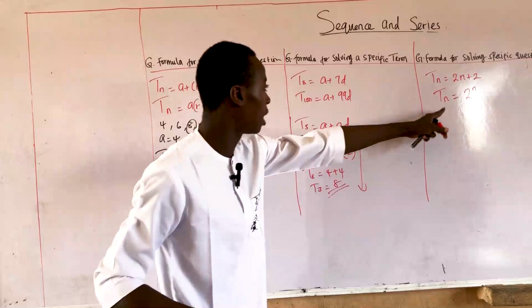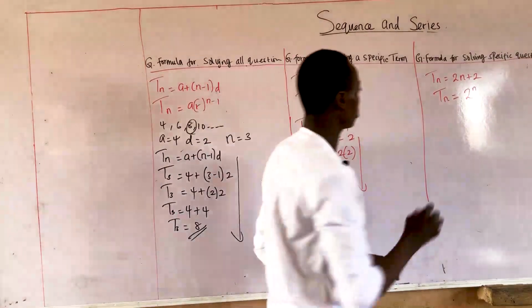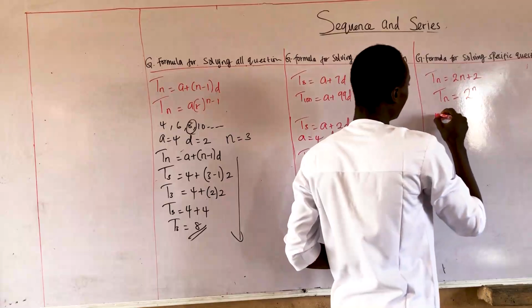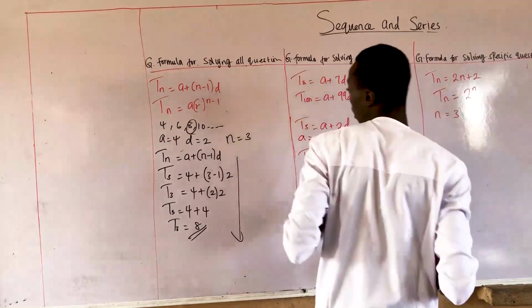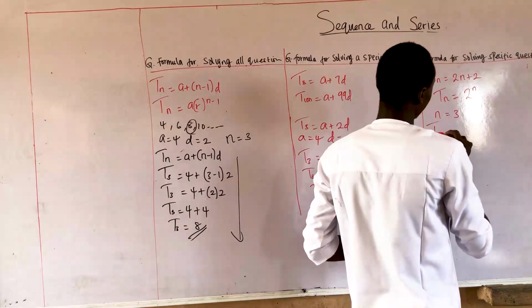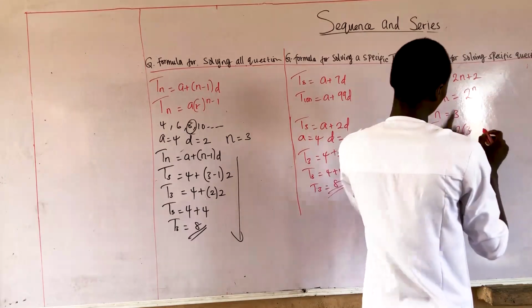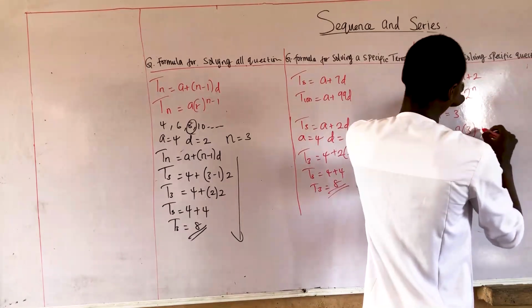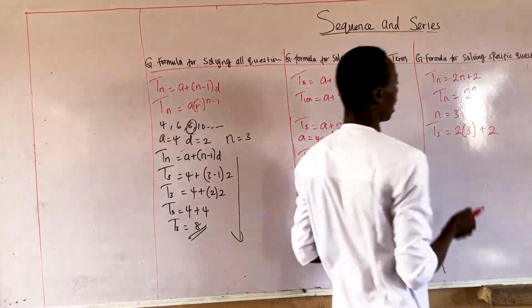Now let us use this one to solve it, and let's see if this one is faster than this one also. We have n is equals to 3, right? We are looking for the third term. So this is the general formula for this question. We derived it earlier, if you remember. So we have T3 is equals to 2 open bracket 3 plus 2, right? Do you see that?